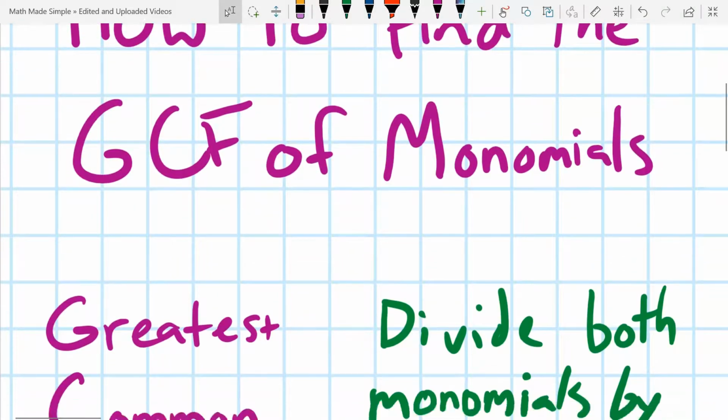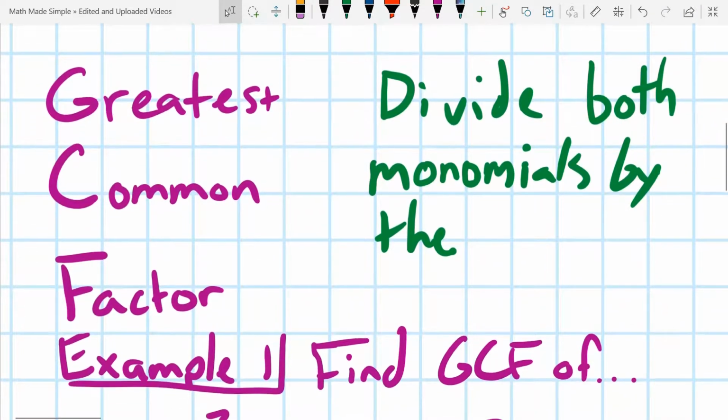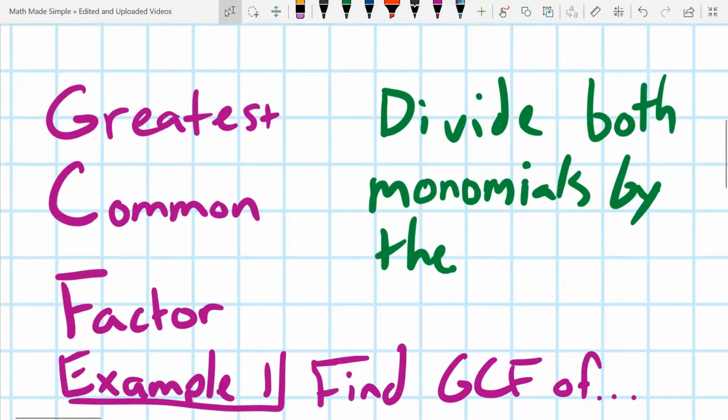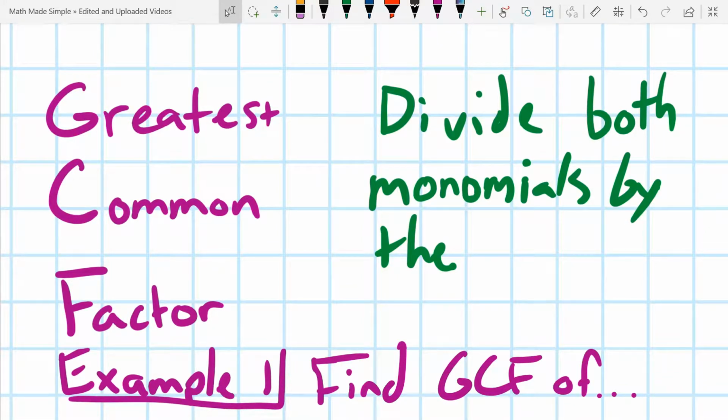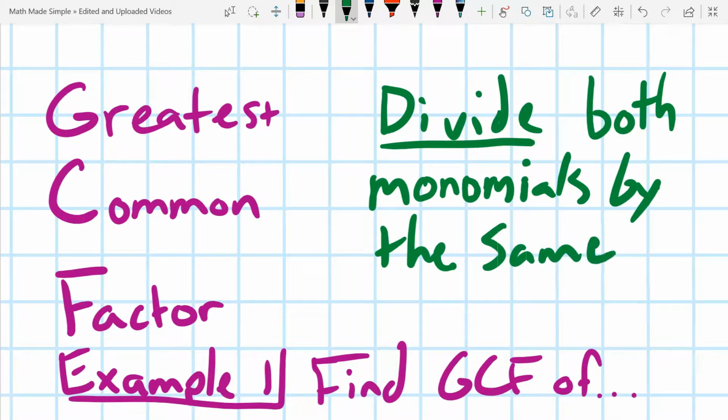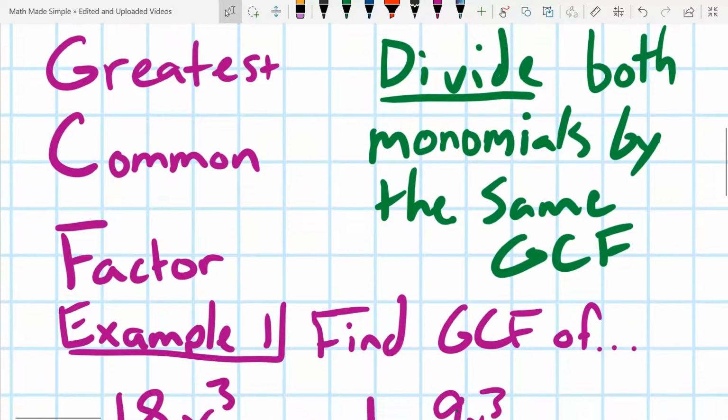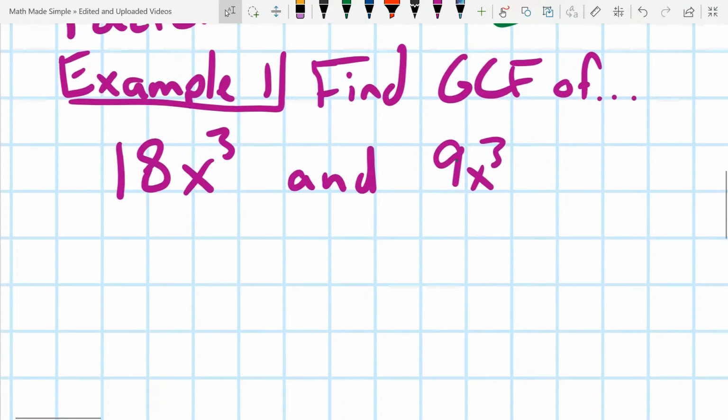So first off, we need to talk about what a GCF is, and it stands for the greatest common factor. Basically, what we use it for is to divide both monomials by the same GCF. Okay, now the best way to see how this works is we're going to take a look at an example.